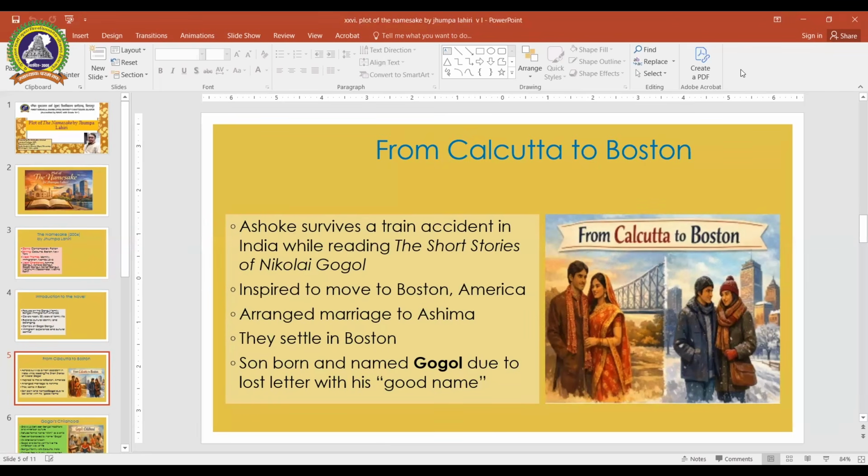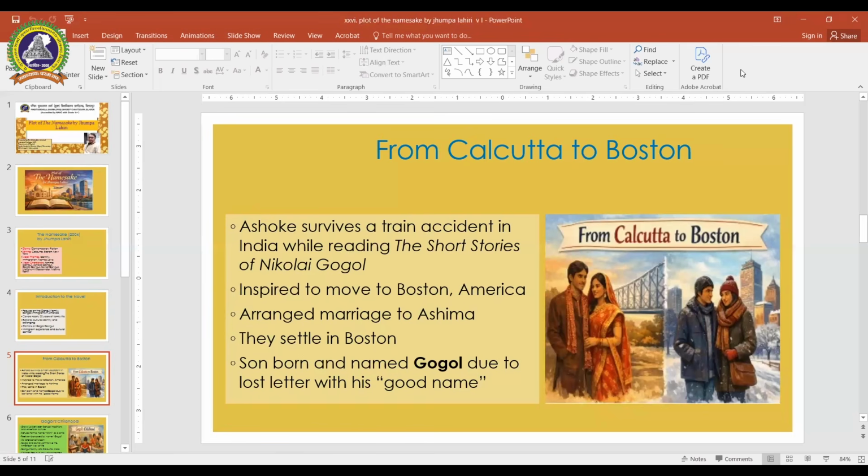Ashima leaves Calcutta and moves to Boston to live with Ashok Ganguly. But life is very different for Ashima Ganguly, and as a result, she feels alienated, isolated, lonely life in this new country. At the beginning of the novel, Ashima is about to have their first baby. That's why she and Ashok go to a hospital in Boston.